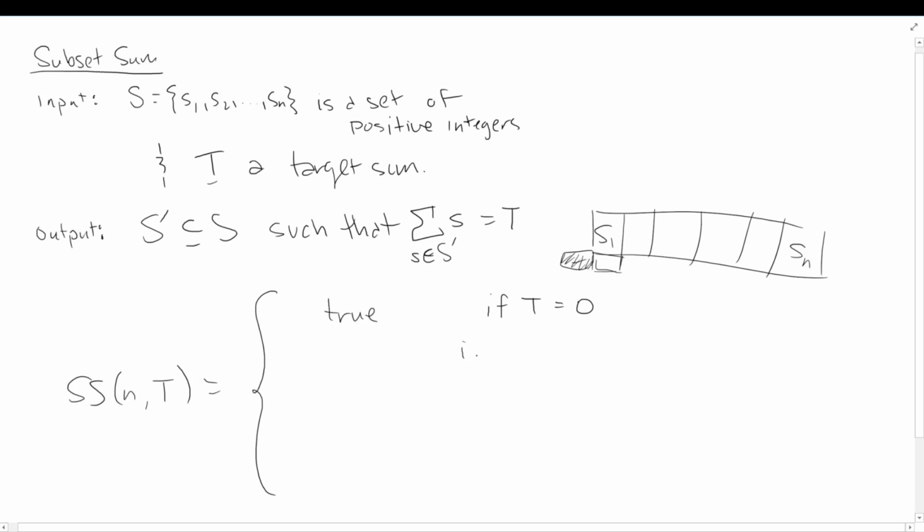Okay, but what if t is greater than 0 and n is 0? So n is 0 was the case we were considering here, where we had no elements at all. We were given an empty set. The only target we can reach if we're given the empty set is 0. So otherwise, we should say false. All right, so what does this leave us with? If that's not the case, we must have t greater than 0 and n greater than 0. And that's starting to look like our recursive case.